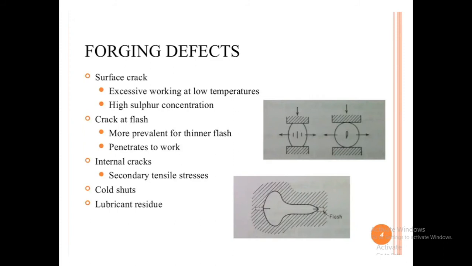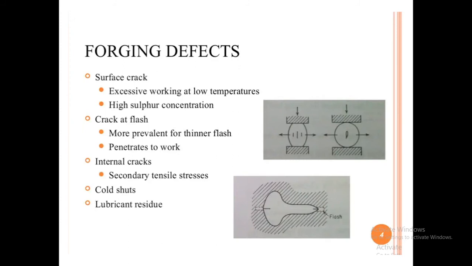Another cause is high sulfur concentration. High sulfur concentration means the sulfur concentration is increased in the raw material, then the surface crack will also develop. So these are the causes of the surface crack. Then how can we eliminate it? We maintain the proper temperature for the proper material.